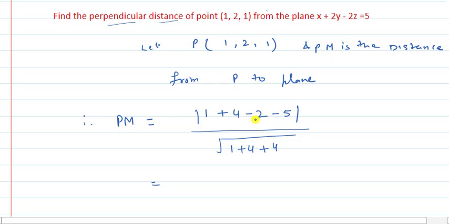So after solving this, we are getting modulus of minus 2 upon square root of 9, that is 2 upon 3 units. So directly you can use this formula to find out distance of point from given plane.